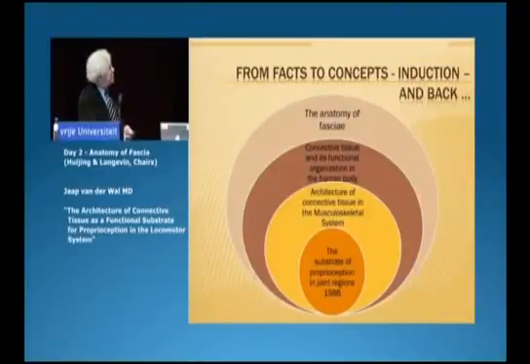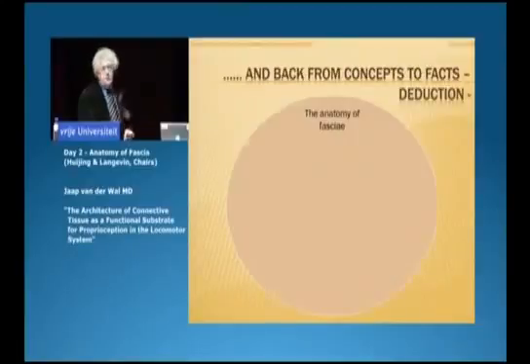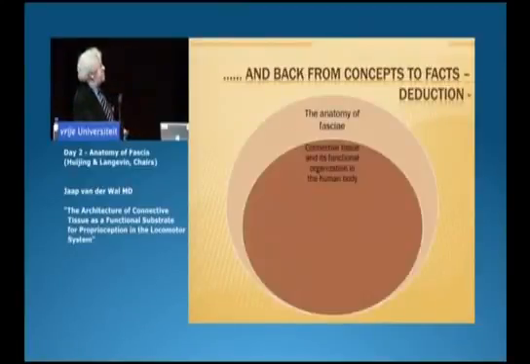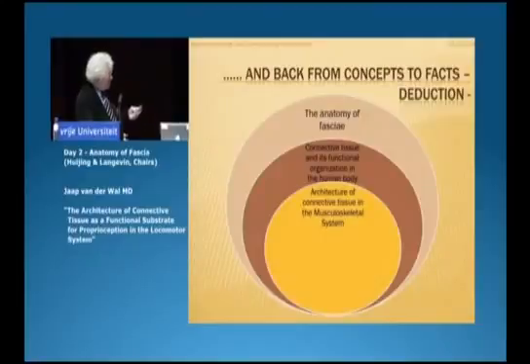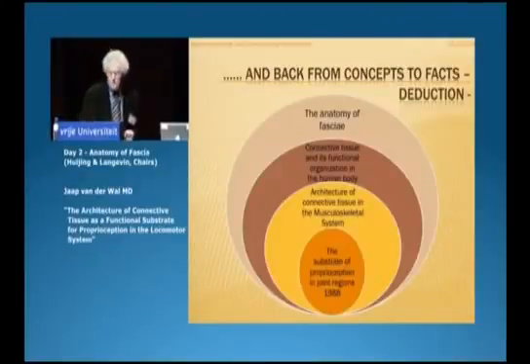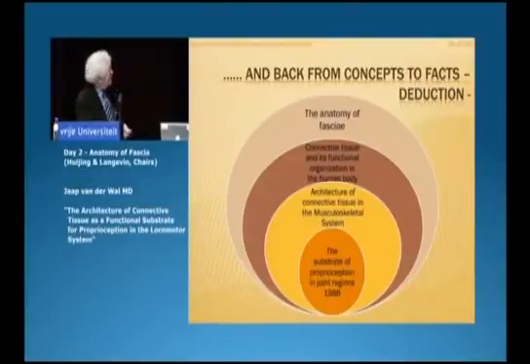I will this time go the other way around. I will start talking with you about the anatomy of fascia, and then we go deeper into the functional consequences. I will go the inductive way, take from the big concept, the large concept, back to the details, and at the end I will tell you something about the proprioception and that proprioceptive quality of the connective tissue.